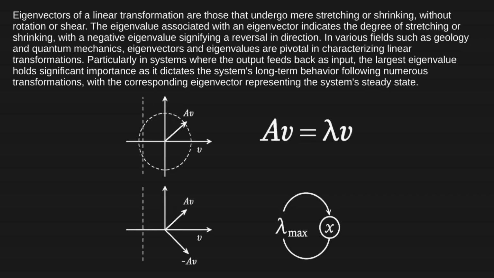Particularly in systems where the output feeds back as input, the largest eigenvalue holds significant importance as it dictates the system's long-term behavior following numerous transformations, with the corresponding eigenvector representing the system's steady state.